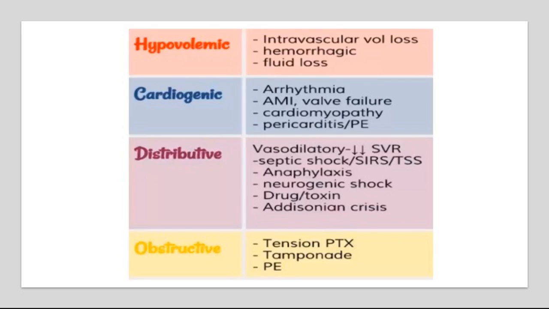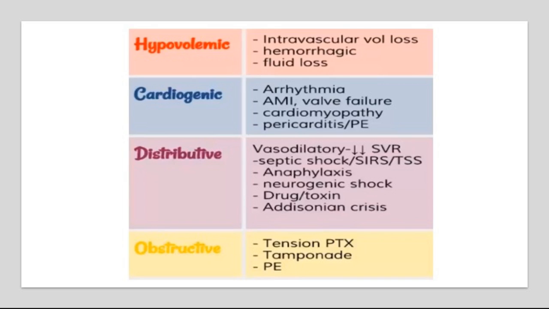So as you remember from the PowerPoint, shock is, at the end of the day, poor tissue perfusion. So the different categories of shock are different ways that this occurs. Hypovolemic is basically you've lost fluid, you're hemorrhaging out after a motor vehicle accident, just general fluid loss. And that is the mechanism for hypovolemic shock, leading to poor tissue perfusion.